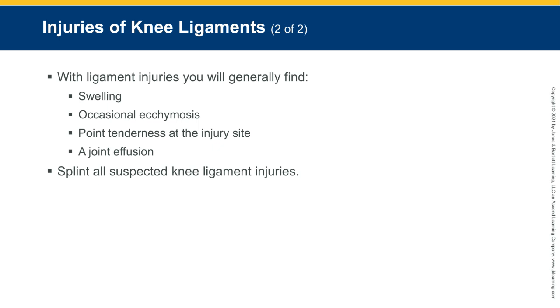Signs of knee ligament injuries include swelling, bruising, tenderness, and joint instability. If the patient reports hearing a popping sound at the time of injury, this could indicate a ligament tear. Always splint the knee in its current position and avoid excessive movement during transport.